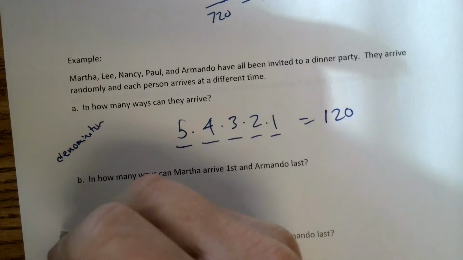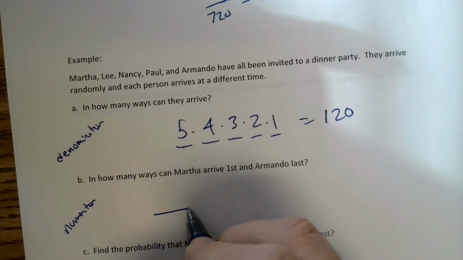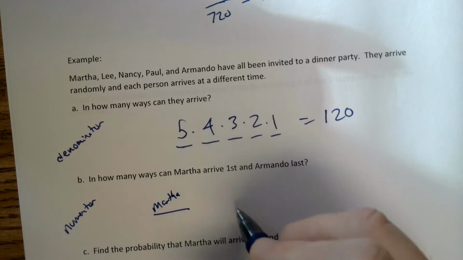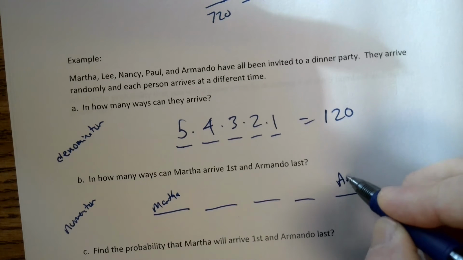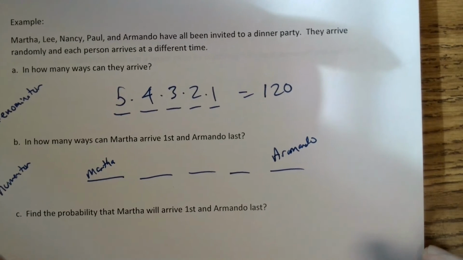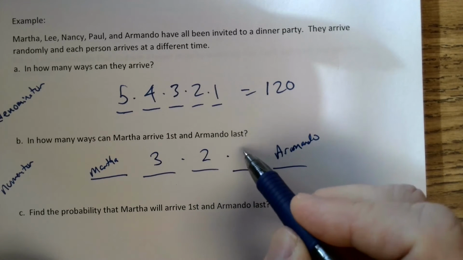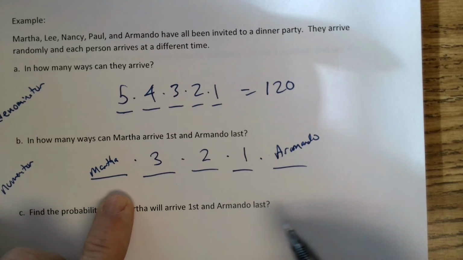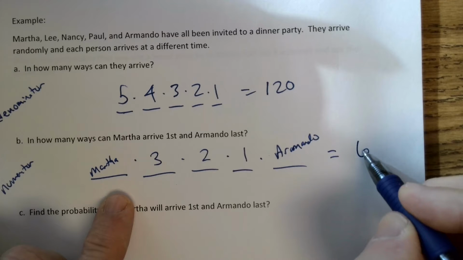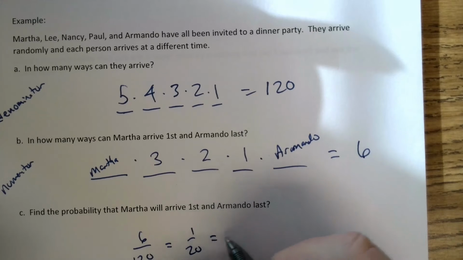Now the next thing is the numerator. How many ways can Martha arrive first and Armando last? So we got Martha first, and then 1, 2, 3, and Armando last. We don't know about the middle three. 3 times 2 times 1, which is actually just 6. There's only 6 ways for that to happen, that Martha arrives first and Armando arrives last. So the probability would be 6 over 120, which is 1/20th, which is 0.05.